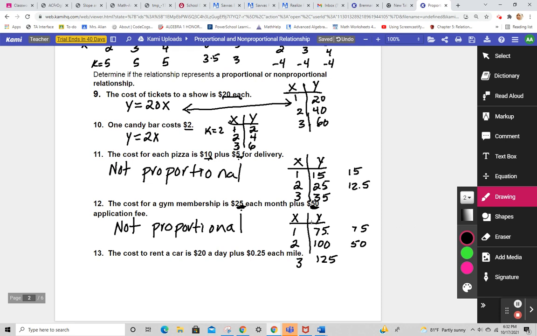Do you think this is going to be the same because we have $20 here, and on top of that, we have an additional fee of 25 cents each mile? Do you think in this case it will not be proportional also?